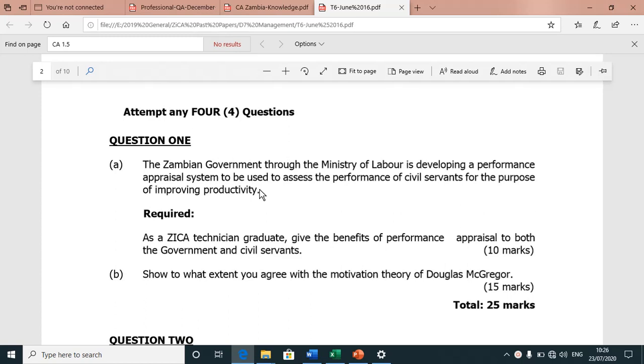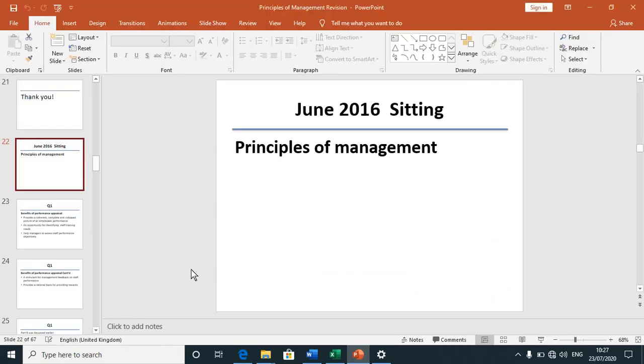Question 1 says the Zambian government, through the Ministry of Labor, is developing a performance appraisal system to be used to assess the performance of civil servants for the purpose of improving productivity. Required as a technician graduate, give the benefits of performance appraisal to both the government and the civil servants. And then B says, show to what extent you agree with the motivation theory of Douglas McGregor. 15 marks, of course.